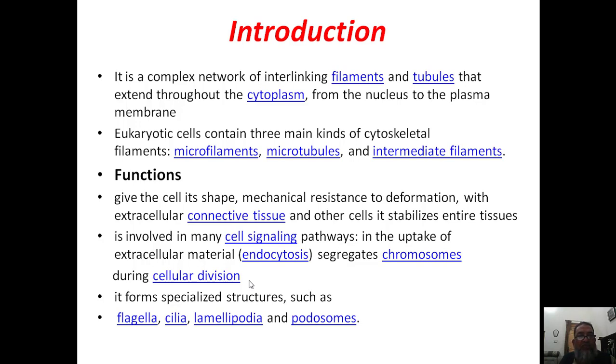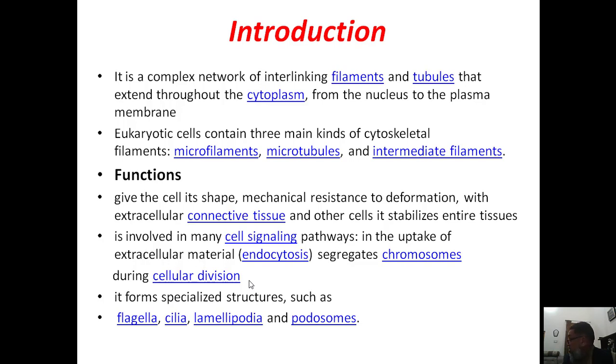What are the functions they perform? Number one, they give the cell its shape and mechanical resistance to deformation, and with extracellular connective tissue and other cells they stabilize the entire tissue. This is an important function because it gives the shape. The shape is definitely variable from cell to cell. Some cells are round, some cuboidal, some columnar. So all these shapes are maintained by the network of these tubules.